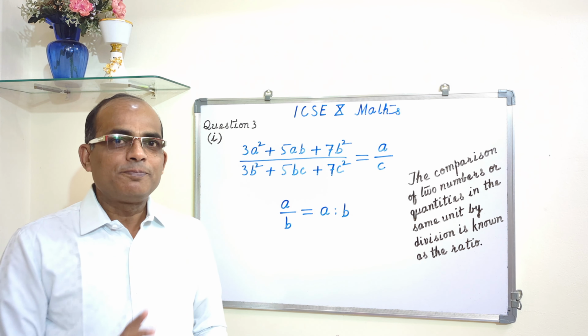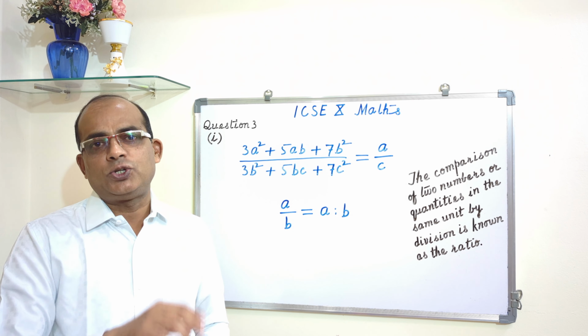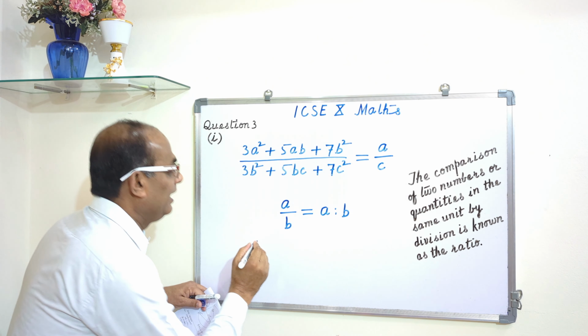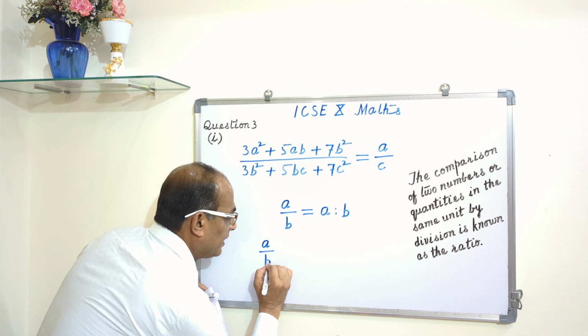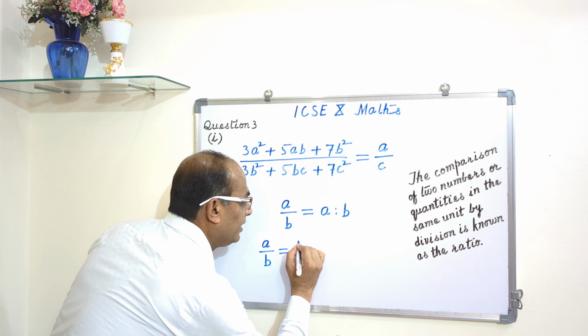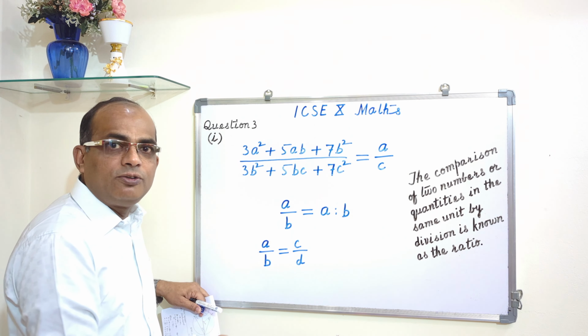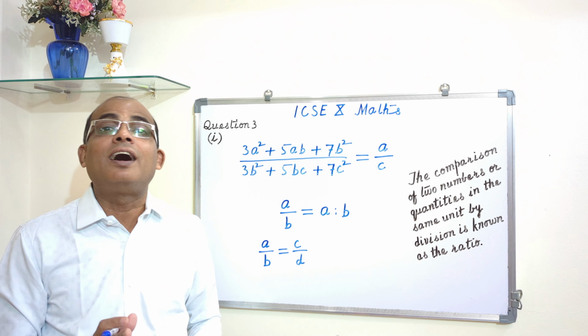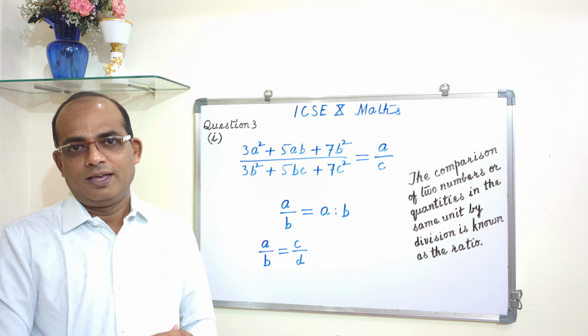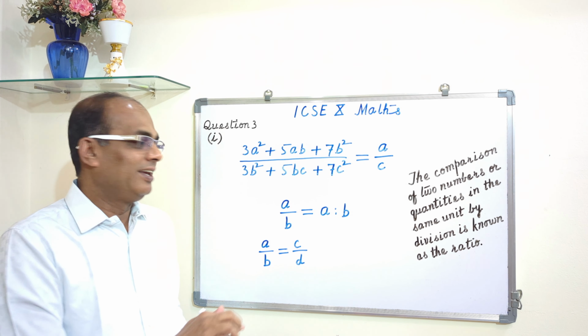Now, one more thing. If two ratios are equal, for example, A upon B is equal to C upon D, then we say that the four quantities A, B, C and D are in proportion. And please remember one more thing: here D is called the fourth proportional. Alright, this knowledge will help you in some other question.